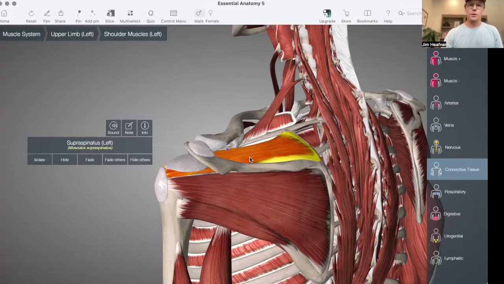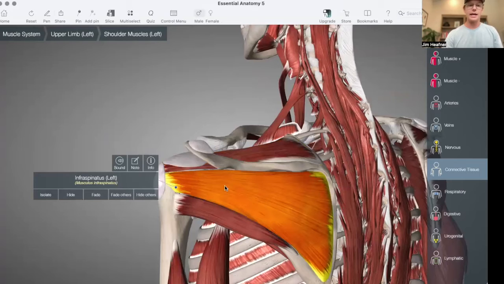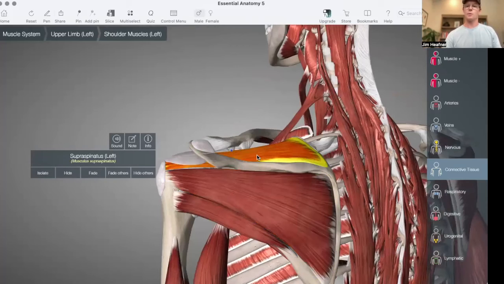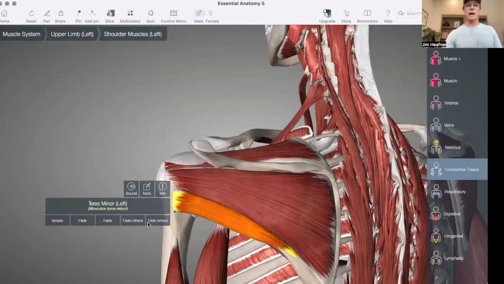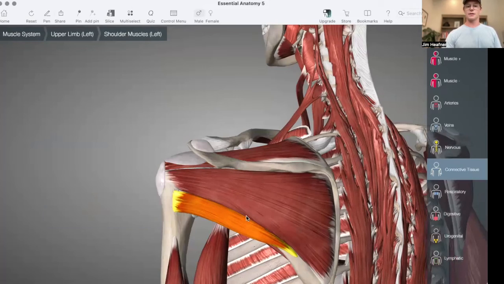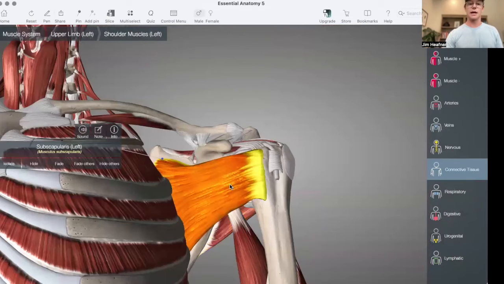So supraspinatus, infraspinatus, which is on the opposite side of the scapular spine. The supraspinatus helps initiate abduction and a little bit of external rotation. The infraspinatus is a powerful external rotator, so it helps initiate the movement to then pull the shoulder into external rotation. Teres minor has a similar function in external rotation. And then lastly, on the front side of the shoulder, we have the subscapularis. And the subscapularis internally rotates.